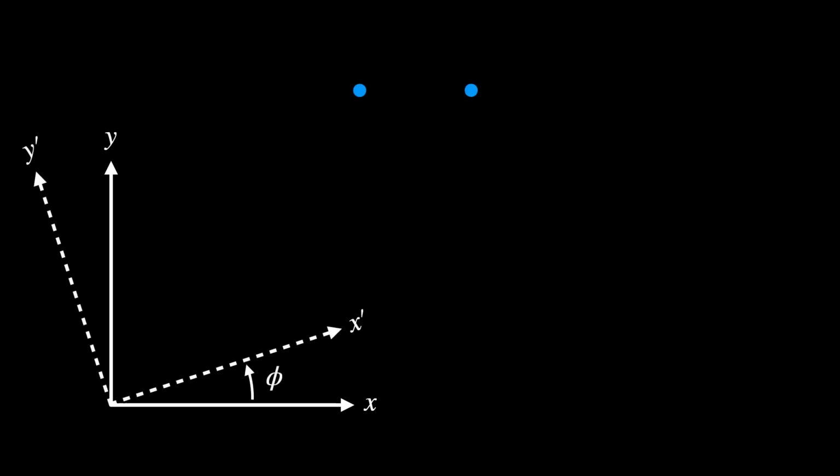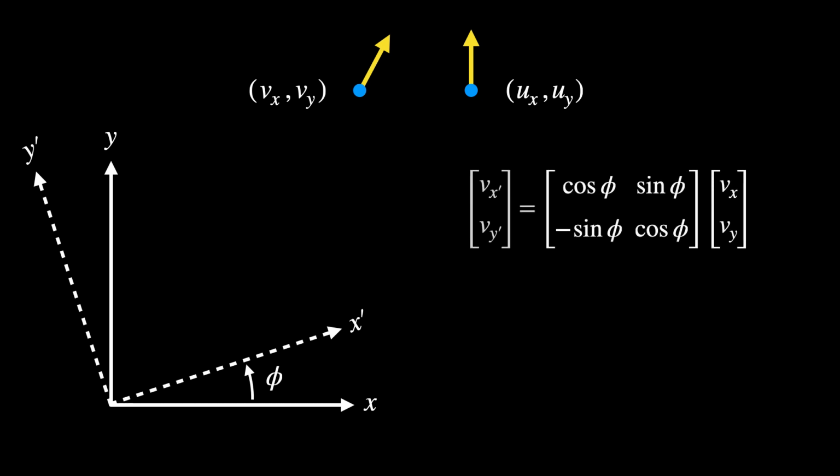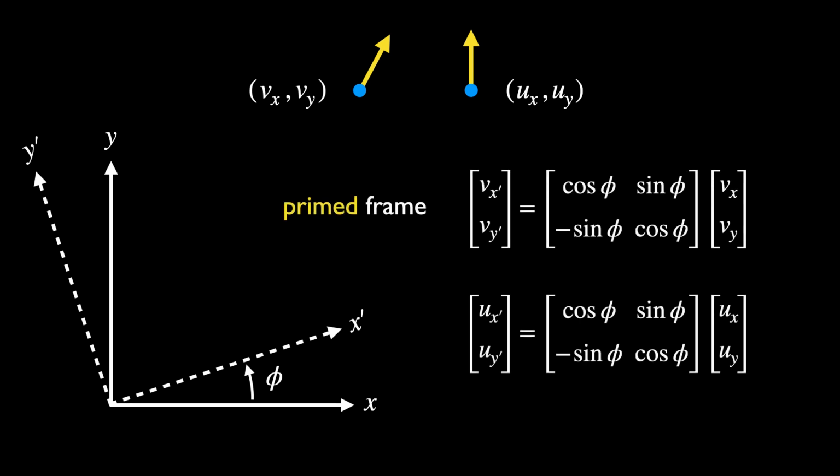Let's just consider particles on the xy plane being observed by two different reference frames that are rotated with respect to each other by an angle phi. Let's also assume that these particles each carry some kind of intrinsic 2D vector, the vector v for one particle and u for the other. These vectors are given in the unprimed reference frame. How they are viewed in the primed frame is obtained just by applying the 2D rotation matrix which connects the two reference frames.